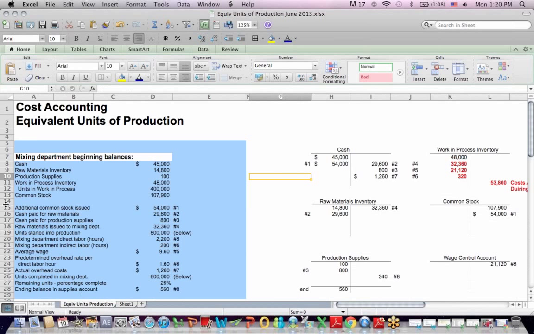I wanted to go over one of the more difficult concepts with cost accounting, which is equivalent units of production. The main part of the chart that I'm going to cover is at the bottom of this template.